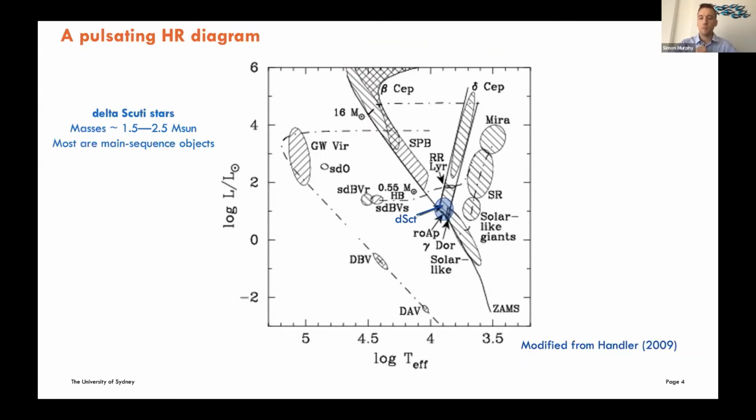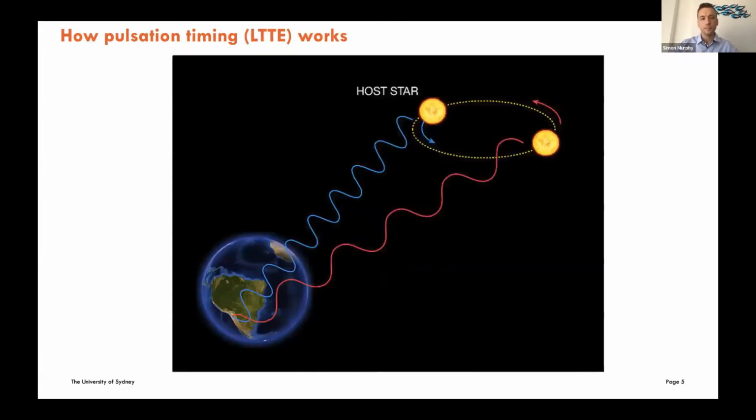The stars that I'm particularly going to talk about today are called delta Scuti stars. They are located at the intersection of the classical instability strip and the main sequence. They have masses between about 1.5 and 2.5 solar masses, and most of them are main sequence objects.